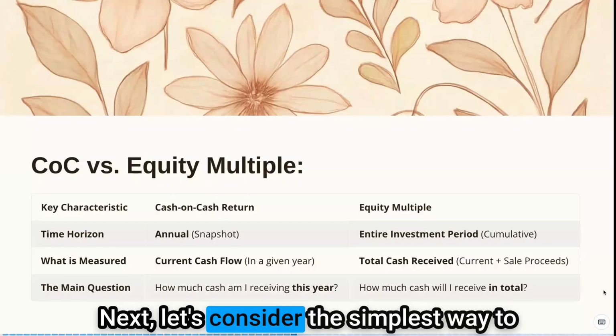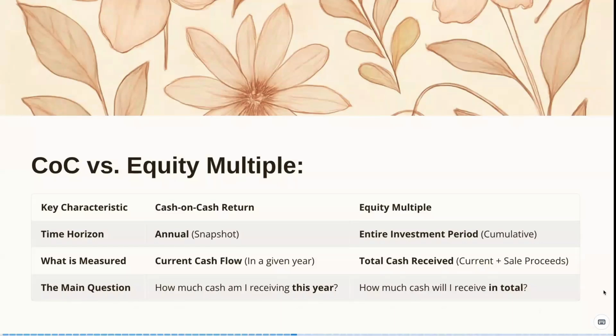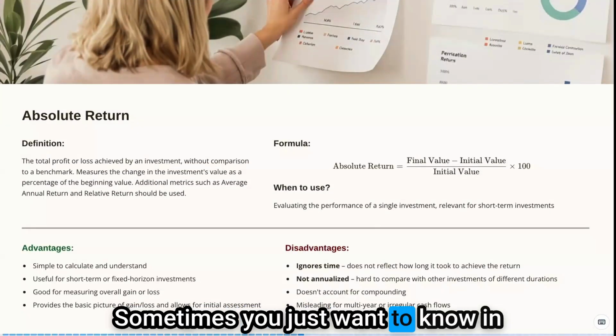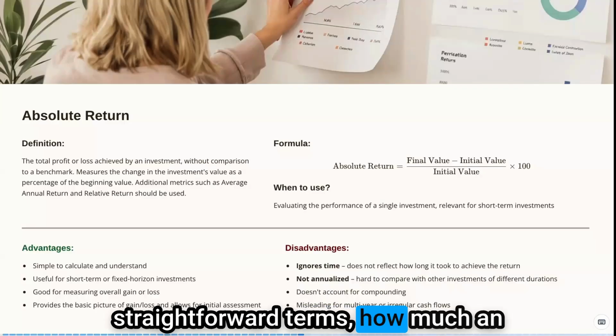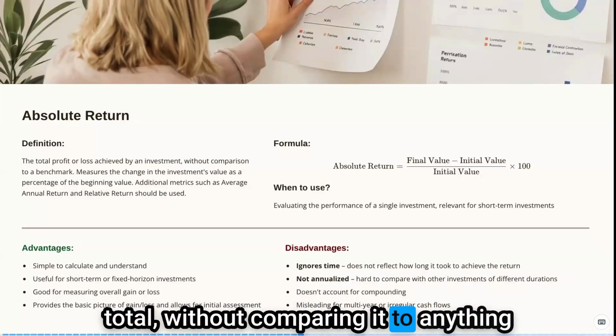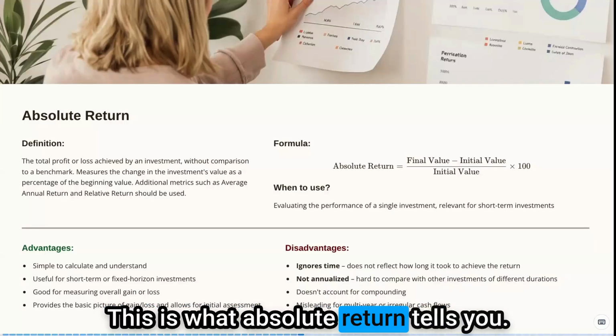Next, let's consider the simplest way to look at a return: the absolute gain or loss. Absolute return. Sometimes you just want to know in straightforward terms how much an investment has grown or shrunk in total, without comparing it to anything else or worrying about how long it took. This is what absolute return tells you.